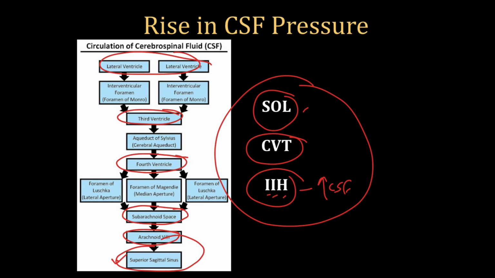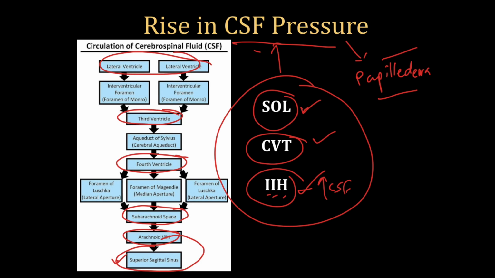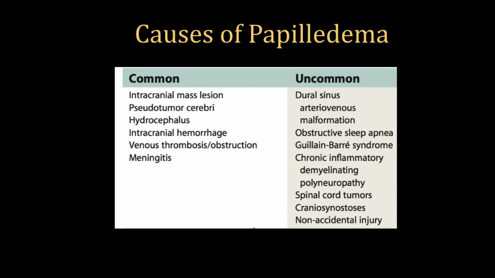Now these 3 conditions are very crucial because they can cause a rise in CSF pressure. As a result, they can cause papilledema. So papilledema occurs because of a rise in CSF pressure, essentially due to these three conditions. There are so many other conditions which can cause papilledema, but these three are the most important. Here you have the space occupying lesion, the pseudotumor cerebri, also called idiopathic intracranial hypertension, and the venous thrombosis, the CVT. Apart from that, any hemorrhages or meningitis can also lead to papilledema. And there are some uncommon conditions which can cause papilledema, which we are not concerned with right now.